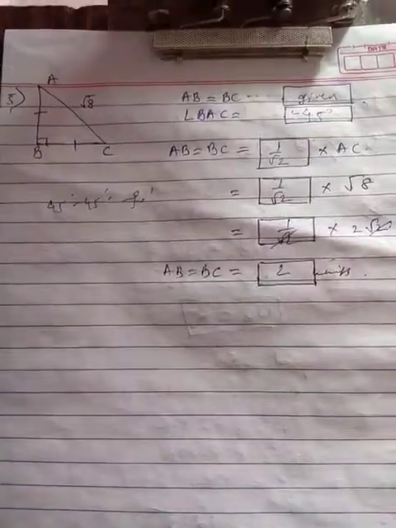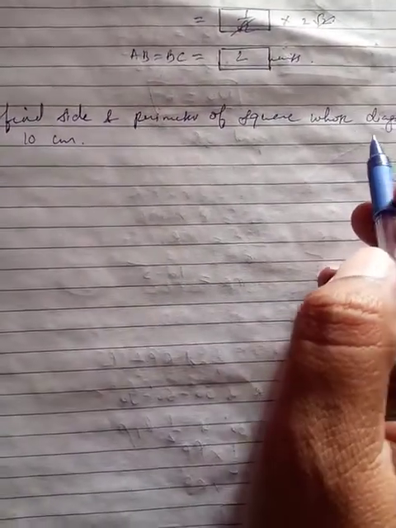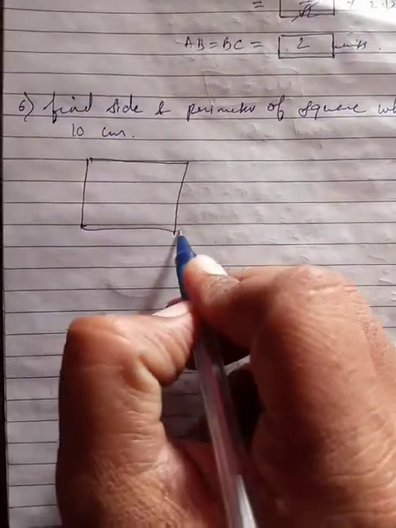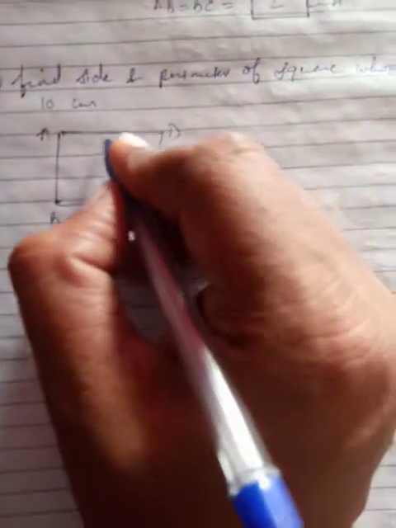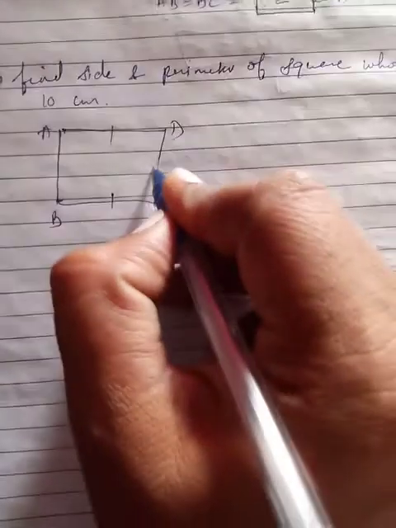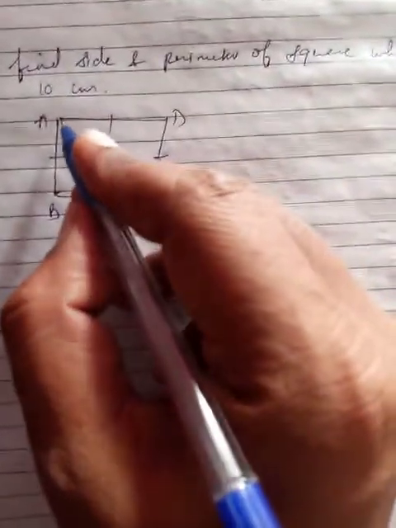Okay, see the sixth problem. Find the side and perimeter of a square whose diagonal is 10 centimeters. Okay, so first draw a square. ABCD is our square. In a square, if you remember, all the sides are equal to each other. So you can draw one diagonal, that is AC, or you can draw BD, any one diagonal. Okay, and these angles are 90 degrees.